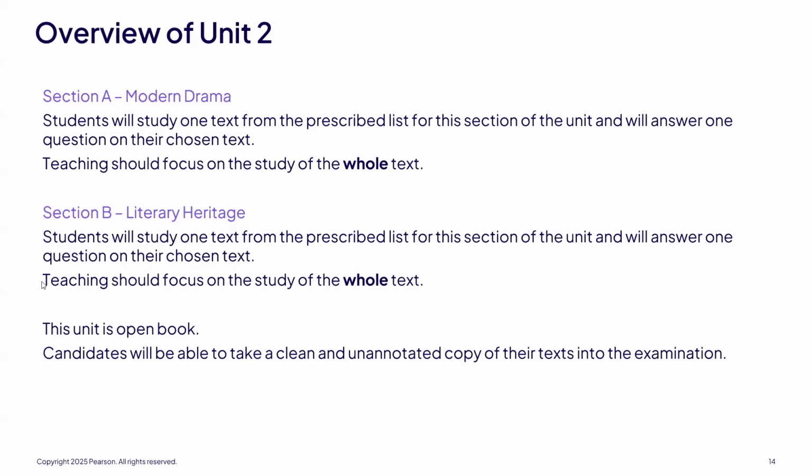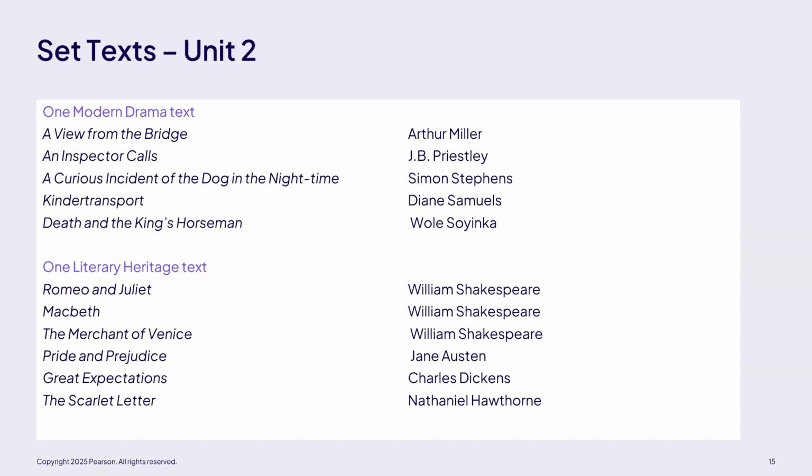So looking at what these texts are, for the modern drama unit, they can choose A View from the Bridge and An Inspector Calls. Well, I don't know whether they can choose or whether you choose. It might be what's in your book cupboard. The Curious Incident of the Dog in the Night-Time, Kindertransport, and Death and the King's Horseman. So they choose one of those, or you choose one of those. And then the literary heritage texts available are Romeo and Juliet, Macbeth, The Merchant of Venice, Pride and Prejudice, Great Expectations, and The Scarlet Letter.